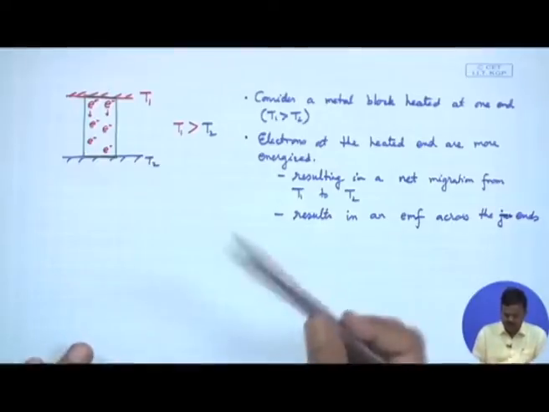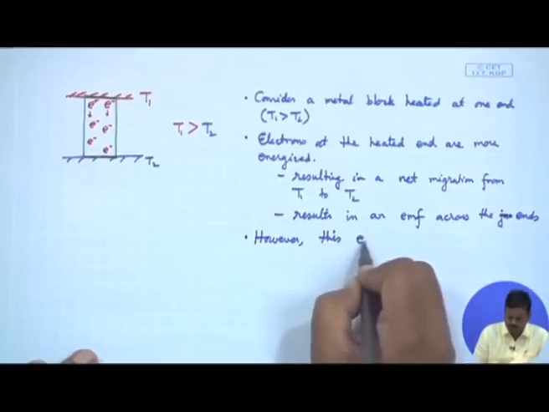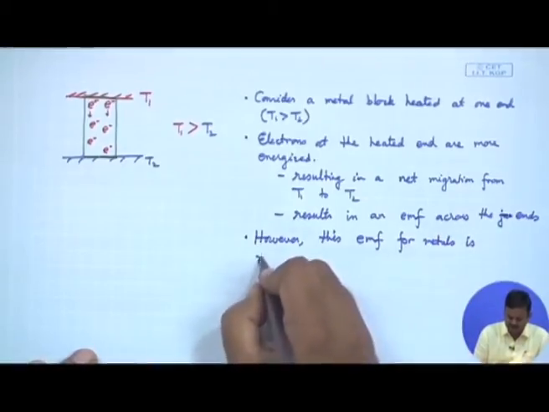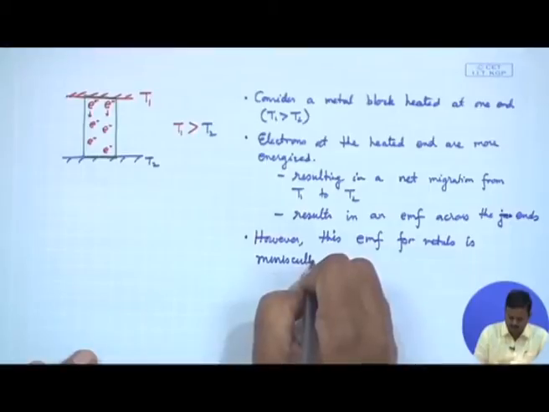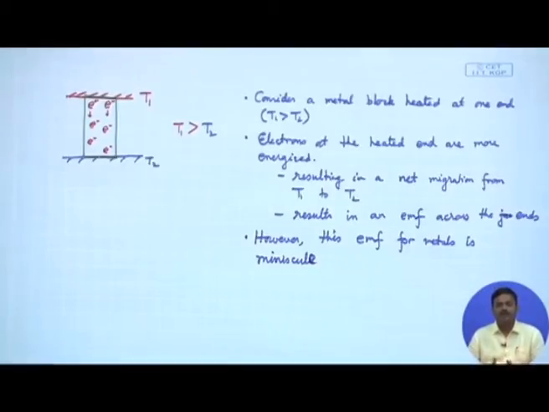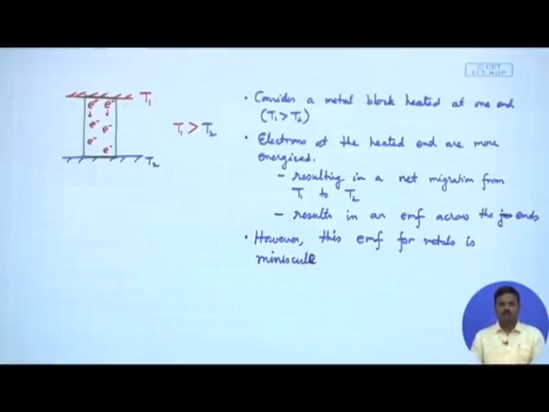Okay. So, let us write that down also. However, this EMF for metals is minuscule. So, the Seebeck coefficient for metals is very low. If that is the case, what do we do if we want to have an appreciable EMF? One may argue, why not take a bunch of these metal blocks and arrange them in series, so that the voltages add up. Okay, fair enough. Let us see what happens.